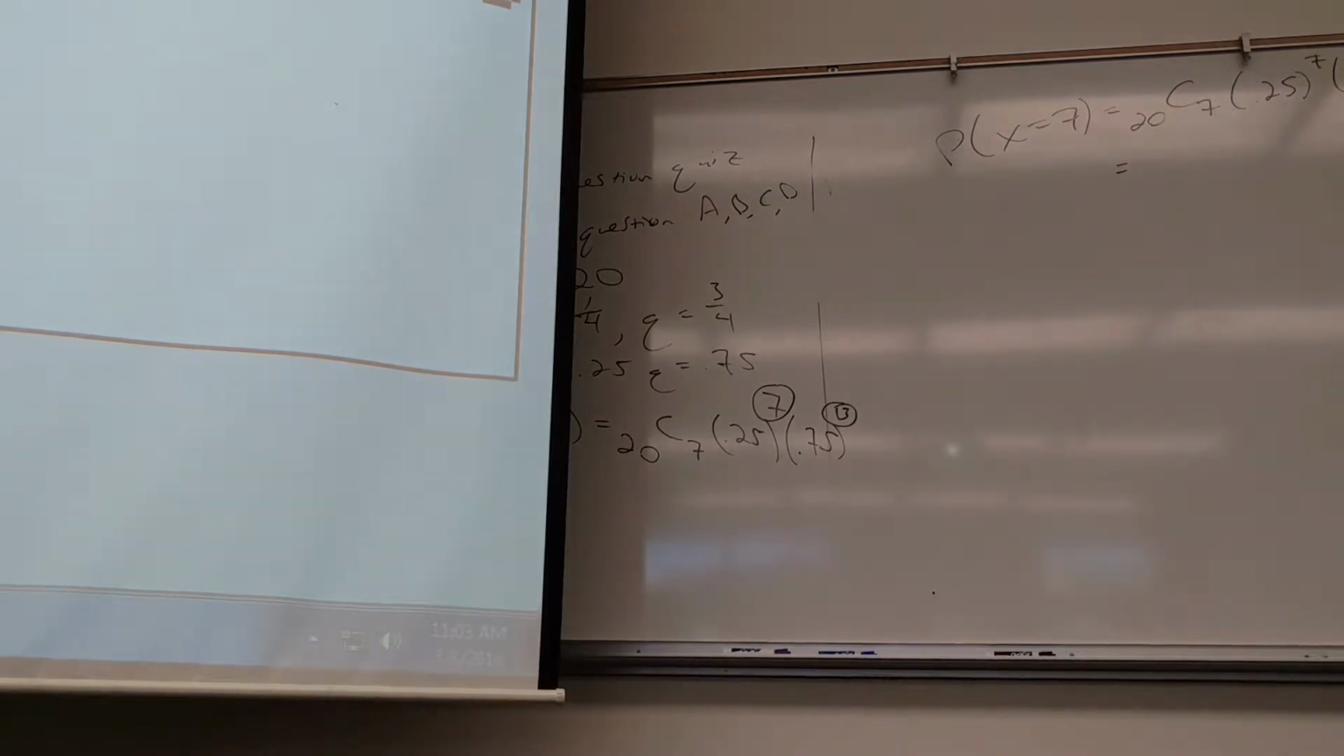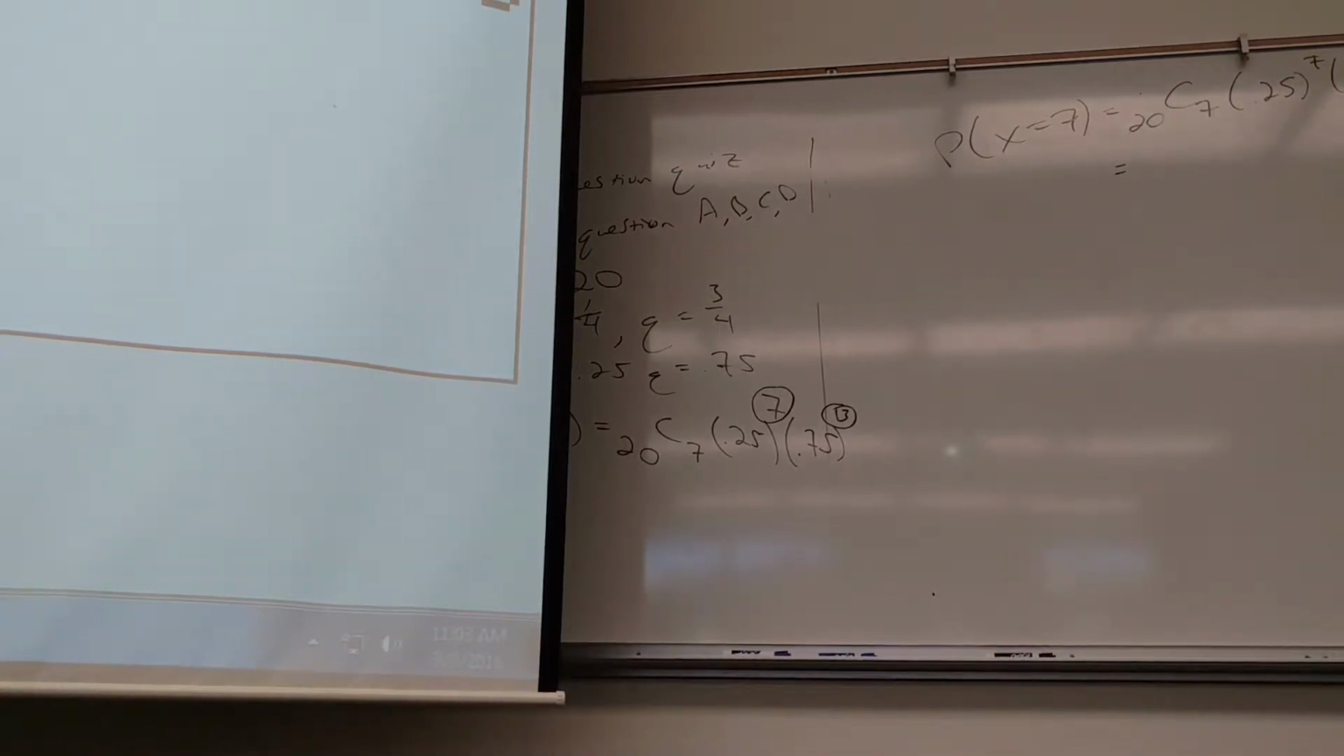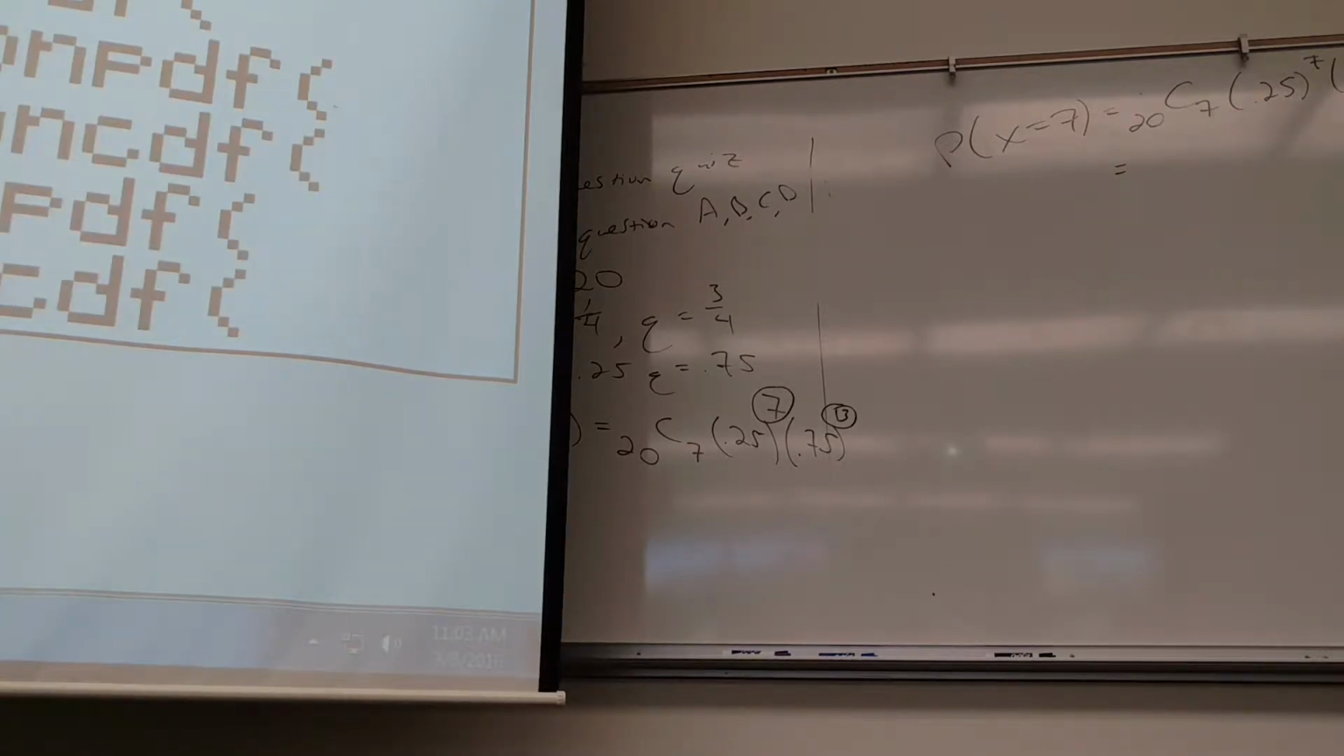And then to do this shortcut real quick, you go to distributions and go to binomial. Do you remember the difference between these two?